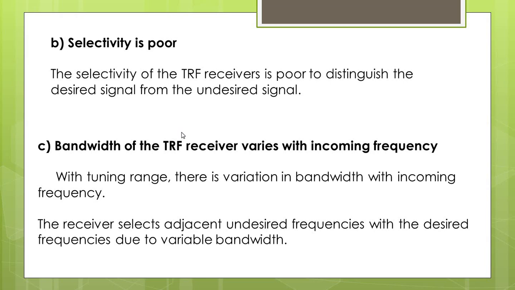Another disadvantage is that the bandwidth of the tuned radio frequency receiver varies with the incoming frequency. So with the tuning range, there is variation in the bandwidth with the incoming frequency. When there is variation, the receiver selects the adjacent undesired frequencies also. So along with the desired signals, the adjacent undesired signals are also selected by the tuned radio frequency receiver. These are the disadvantages, and they can be overcome by using the superheterodyne receiver.